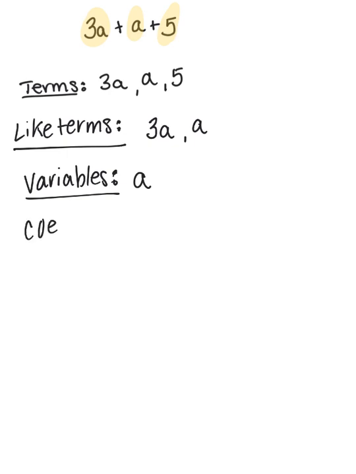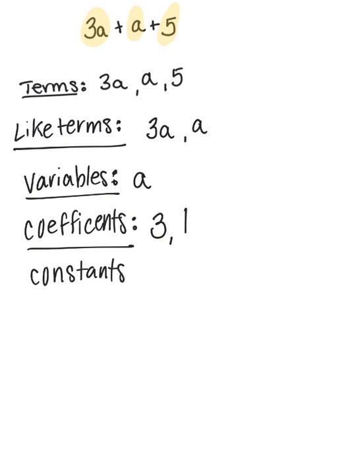Do we have any coefficients? Coefficients are numbers attached to a letter via multiplication. We have a coefficient of 3, and whenever we have a variable all by itself, that a, we can put a 1 in front of it. Therefore, our coefficients would be 3 and 1. And do we have any constants? Numbers all by themselves? Yes, we do. We have a 5. These are the parts of an algebraic expression.